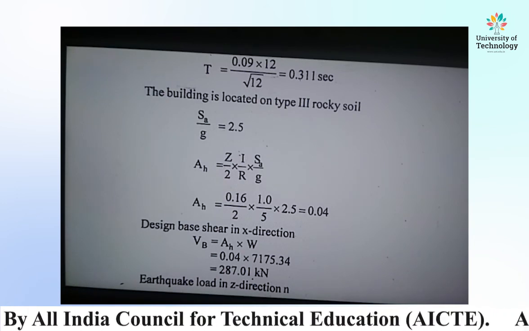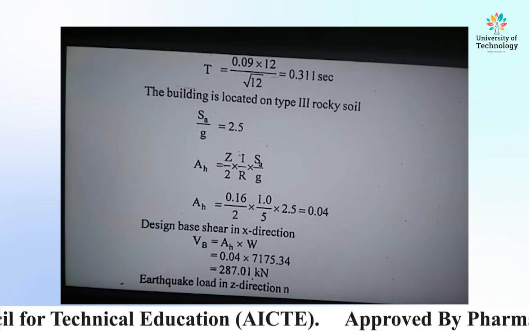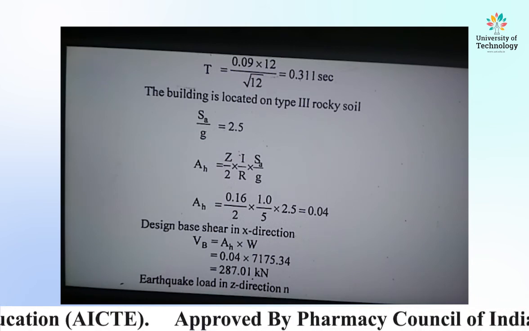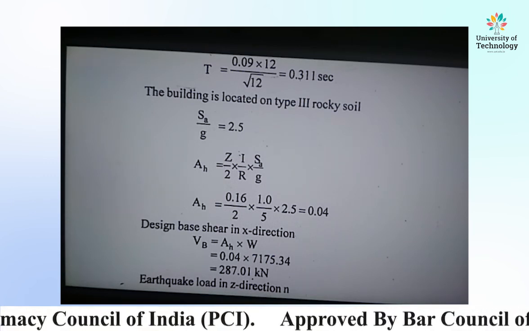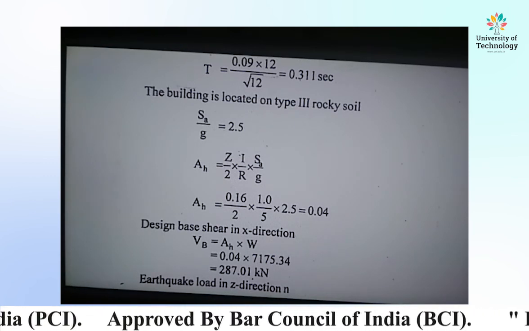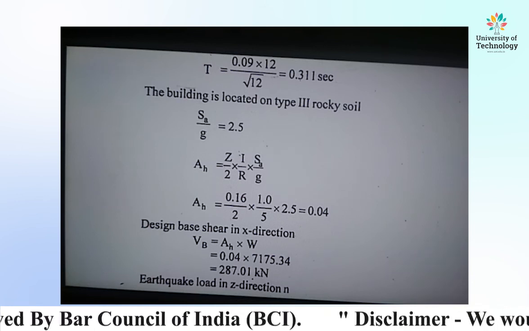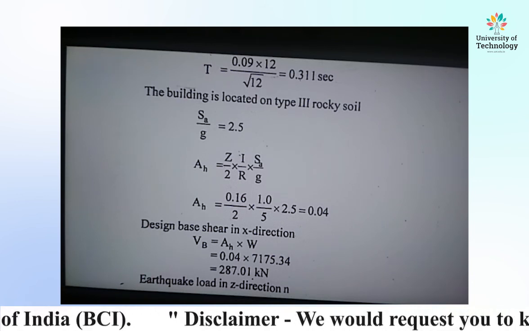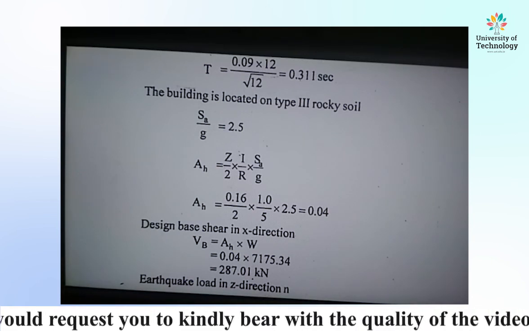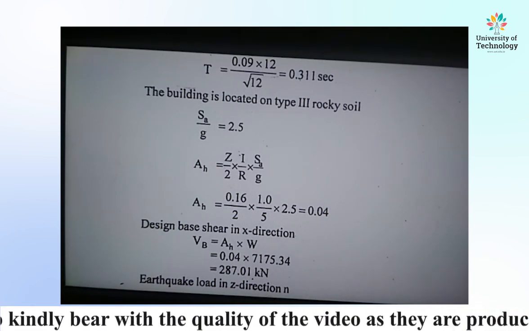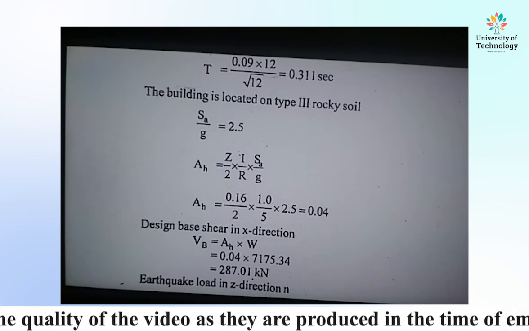Okay, the building is located on type third rocky soil. So Sa upon g equal to 2.5, Ah equal to Z upon 2 into I upon R into Sa upon g. Putting all these values, we can calculate Ah, and the design base shear in the X direction is calculated by VB equal to Ah into W. After putting all these terms, we get the base shear as 287.01 kilonewton.